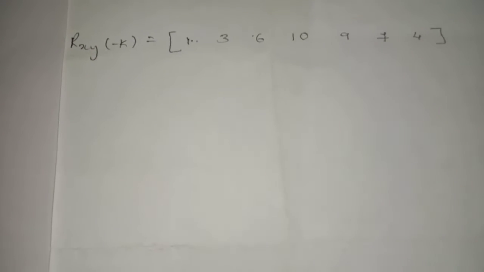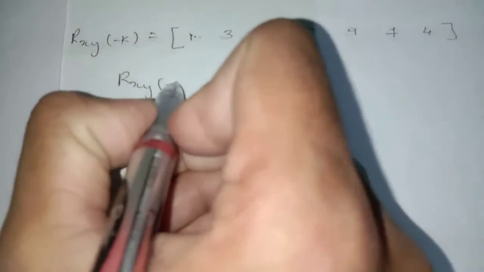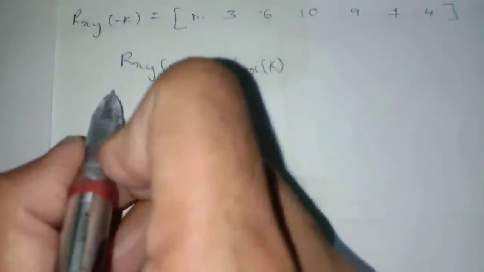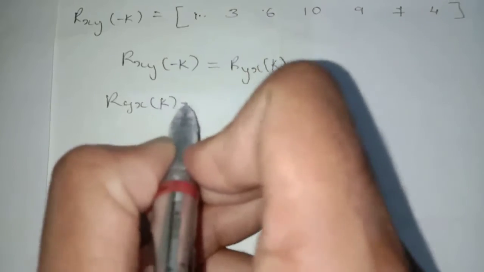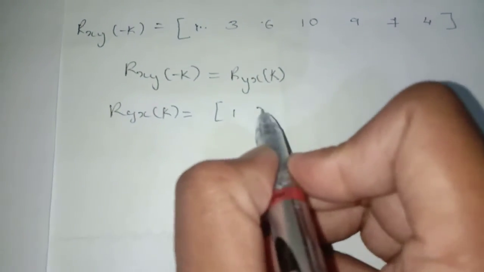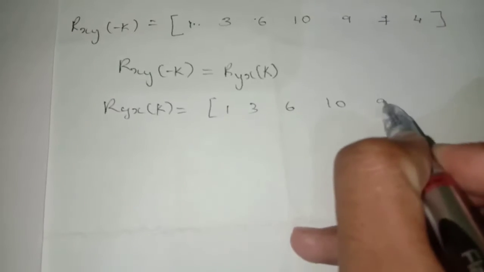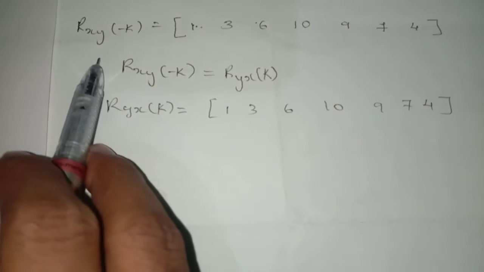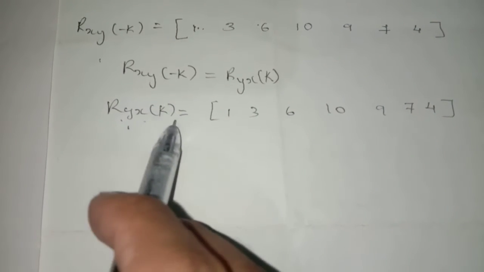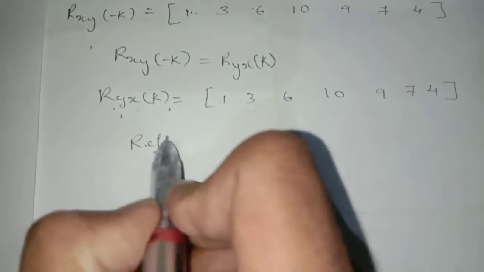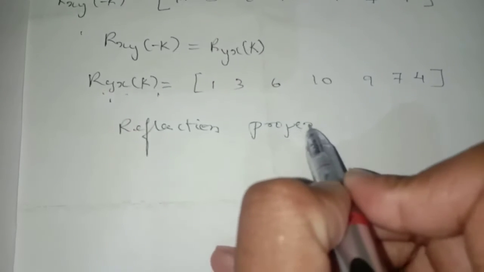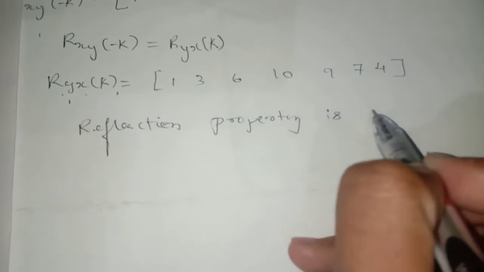So the equation is that rxy of minus k should be equal to ryx of k. So then what is ryx of k? The previously tabulated values are 1, 3, 6, 10, 9, 7, 4. So we can see that rxy of minus k is equal to ryx of k. So the reflection property is proved.